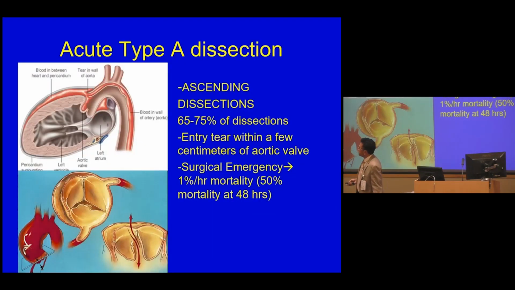So in a type A dissection, the entry tear, as I mentioned, can occur at the sinotubular junction. And so the blood can extravasate and actually cause cardiac compressive shock, or it can deform the aortic valve because the commissures are sheared off from the wall, causing the valve not to coapt adequately, and so then you have significant regurgitation leading to acute congestive heart failure. It's a surgical emergency. Every hour that you wait increases the mortality by 1%. 48 hours is a 50% mortality.